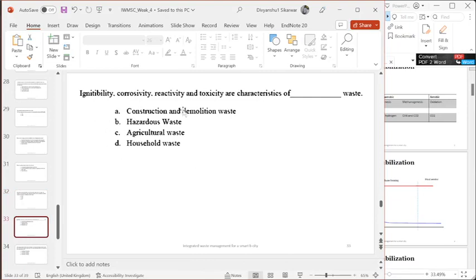Next question: ignitability, corrosivity, reactivity, and toxicity are characteristics of dash waste. This we did in the second class. Ignitability, corrosivity, reactivity, toxicity, all are hazardous waste. Hazardous waste is the correct answer.